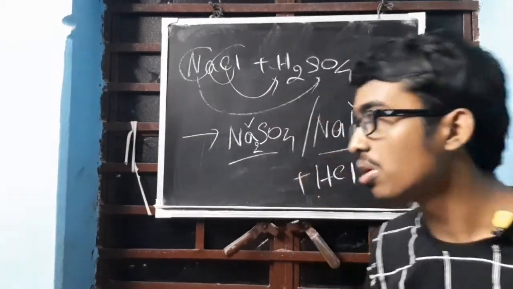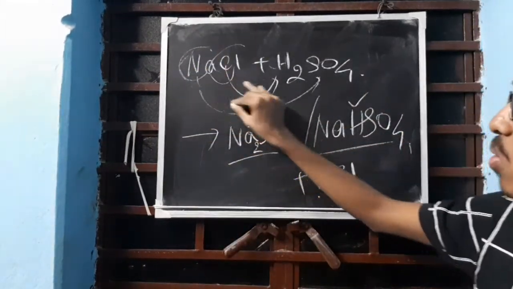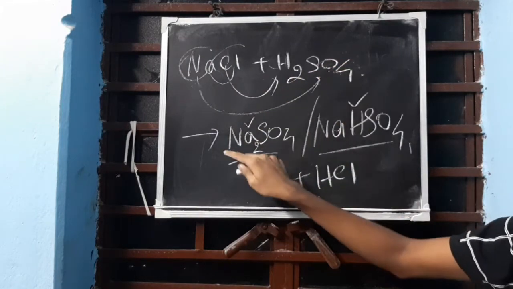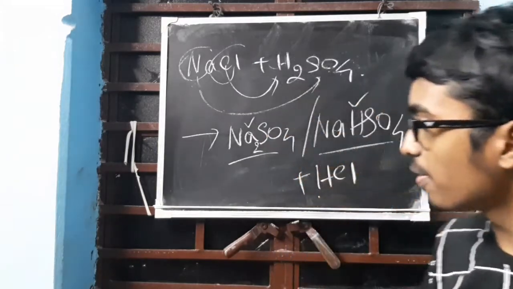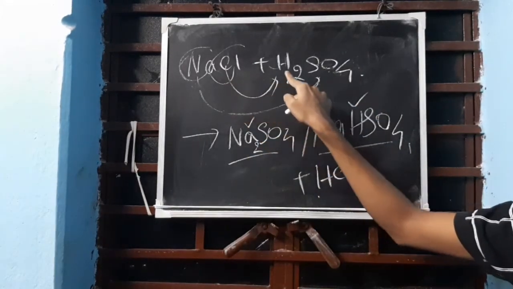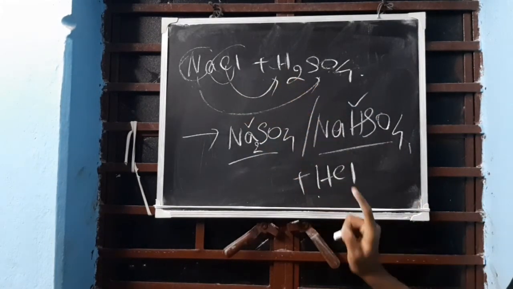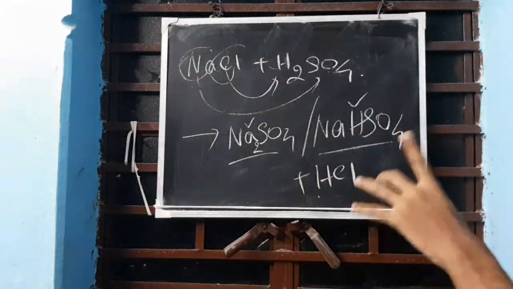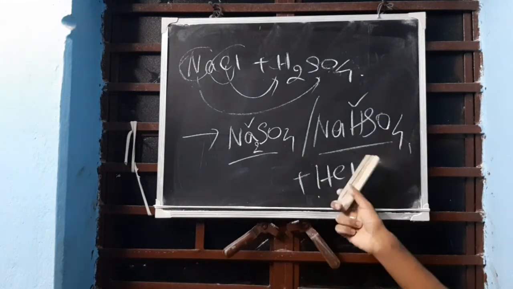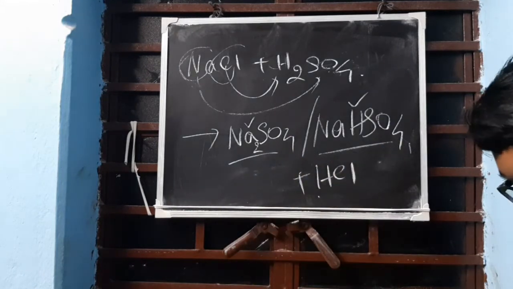Repeating. Na will tend to go with this anion, SO4. Now NaSO4 is not possible, so it has to be Na2SO4. Now Cl will try to go with H. H2Cl is not a compound. HCl is a compound. This reaction I have come across in acid-base salt also. This is an acid salt. This is a neutral salt.